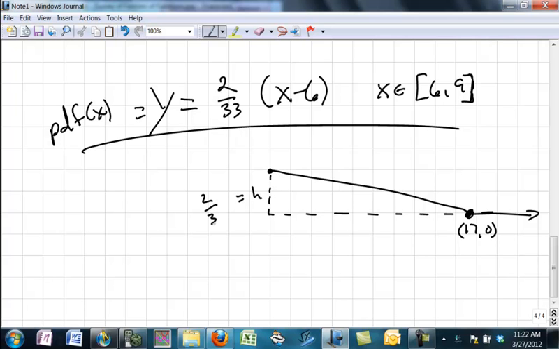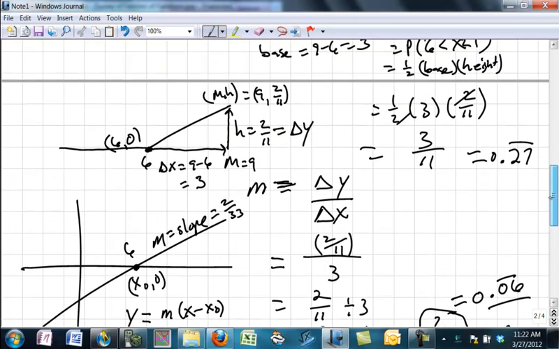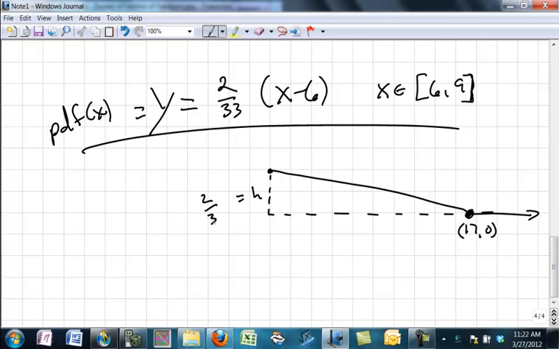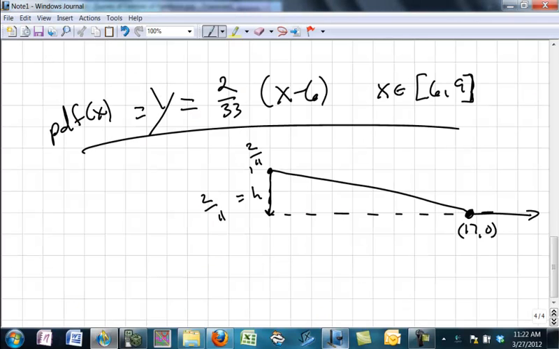Let's see, what is the height? 2 elevenths. 2 elevenths. Okay? And so as we go from this point here, which is 2/11 tall, and the x is 9, I believe it was, 9. So this is the point 9, comma, 2/11 right there.